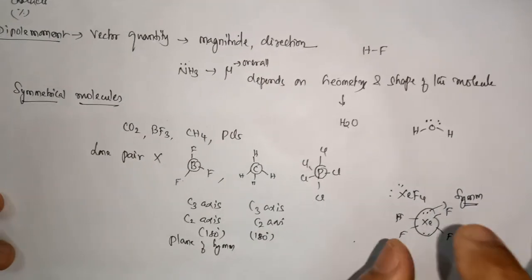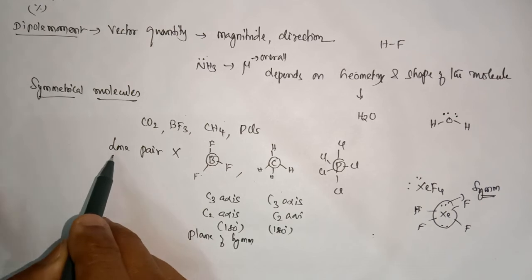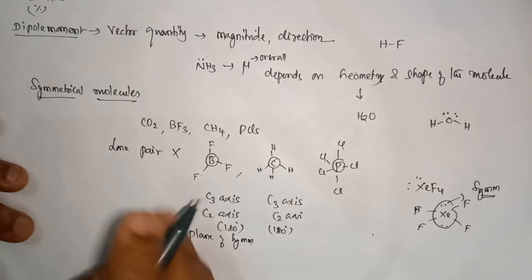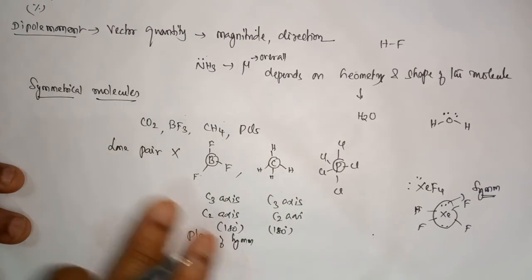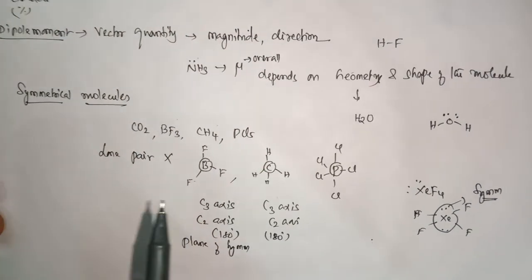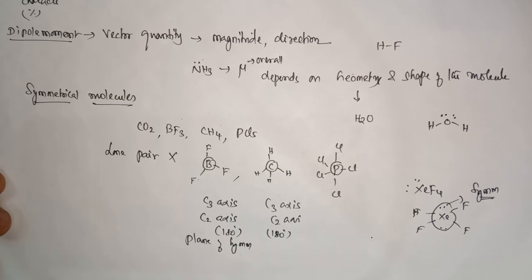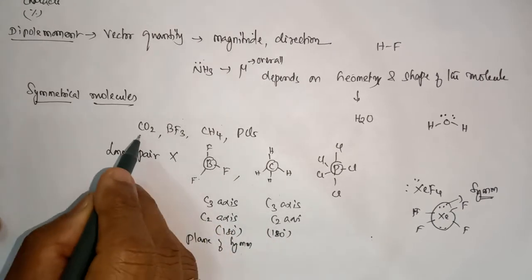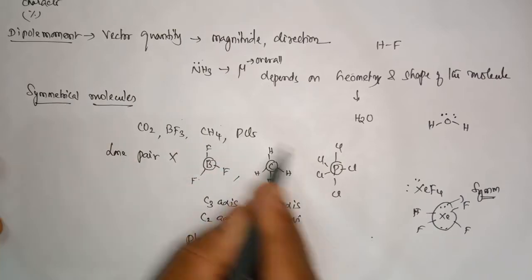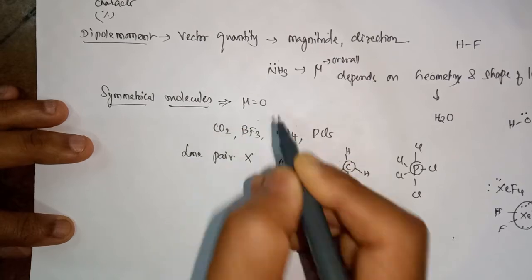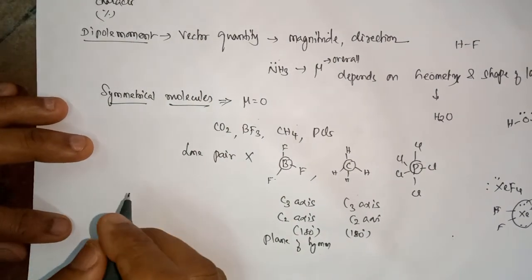Some exception cases are there, but mostly, if the center atom does not have a lone pair, as well as being surrounded by the same type of atom, those molecules are called symmetrical molecules. A symmetrical molecule must have at least one symmetry element. The most common symmetry elements are plane of symmetry as well as symmetry of rotation. Carbon dioxide, BF3, CH4, PCl5, all these molecules are symmetrical. If molecules are symmetrical, those molecules have zero dipole moment.